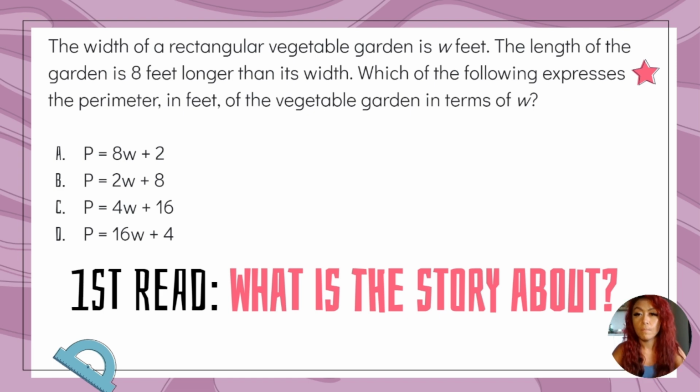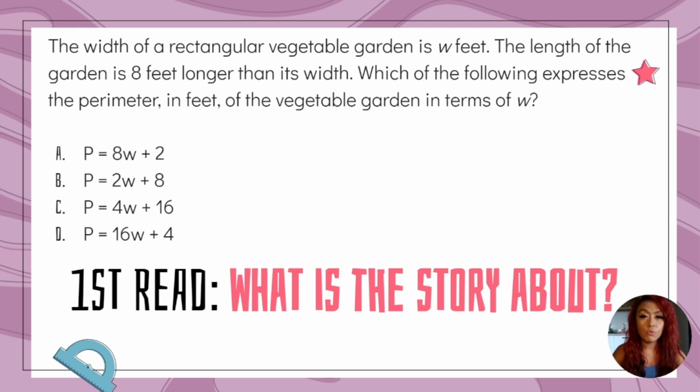So first read. The width of a rectangular vegetable garden is W feet. The length of the garden is 8 feet longer than its width. Which of the following expresses the perimeter in feet of the vegetable garden in terms of W? So first read, what is the story about?